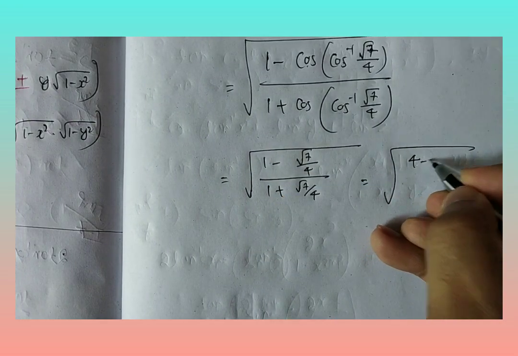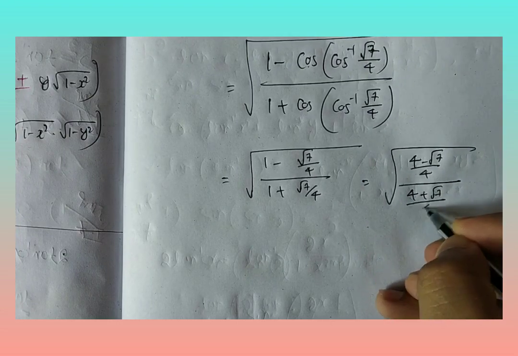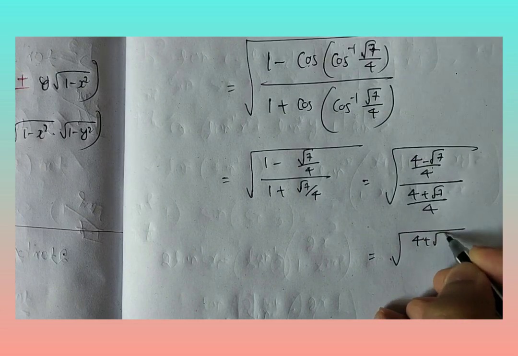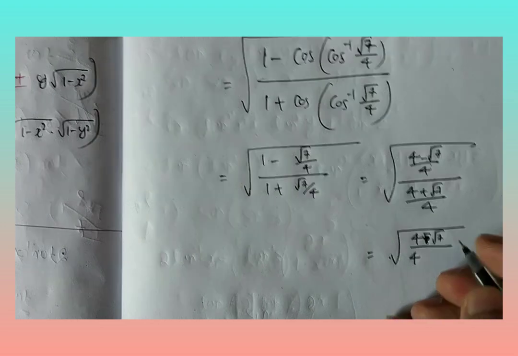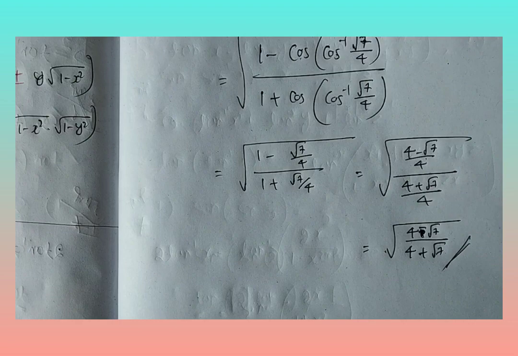Find the LCM. 4 minus root 7 by 4 and here also 4 plus root 7 by 4. The 4 cancels, and we get 4 minus root 7 divided by 4 plus root 7. This is the answer. Or you can also simplify it.